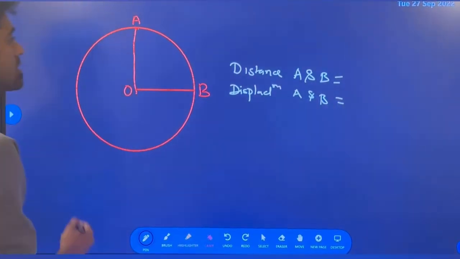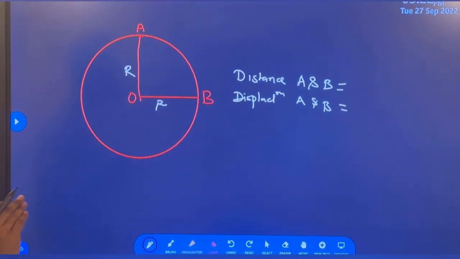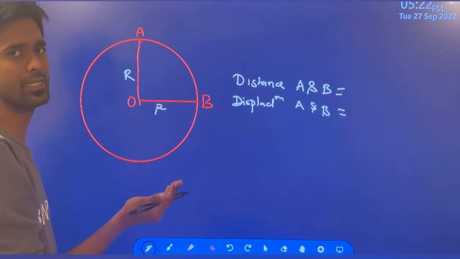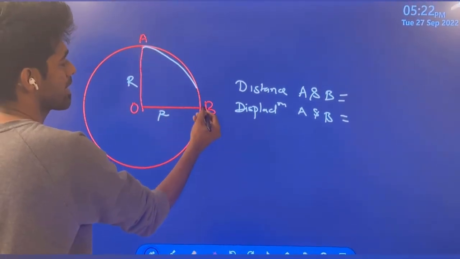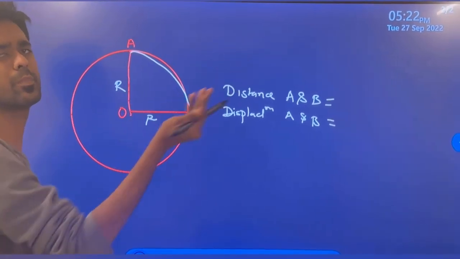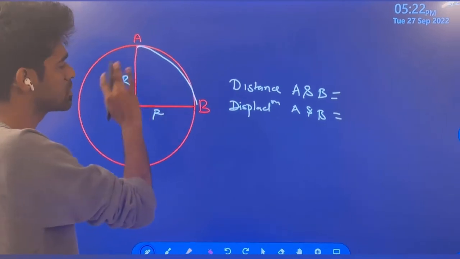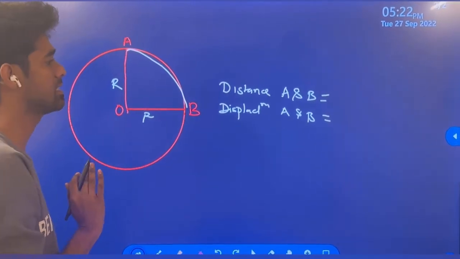Now if I talk about distance, let's suppose the radius is R. I am giving you this extra information that the radius is R. Now distances can be anything, right? This AB can also be the distance. This anti-clockwise path can also be the distance. There can be numerous distances, as I have already told. Any routes between A and B would be deemed as distance.